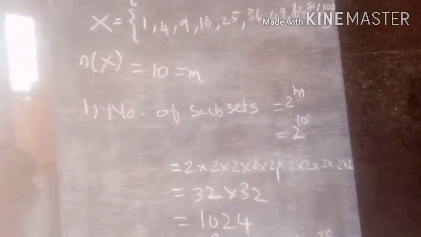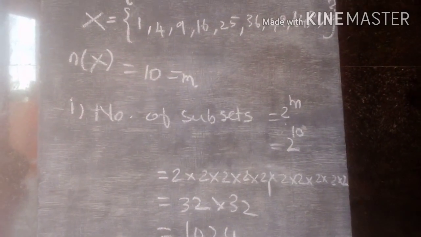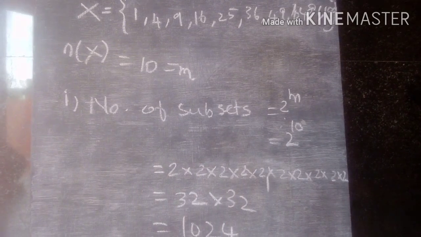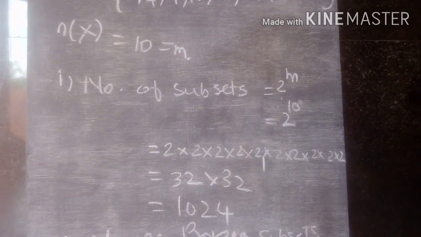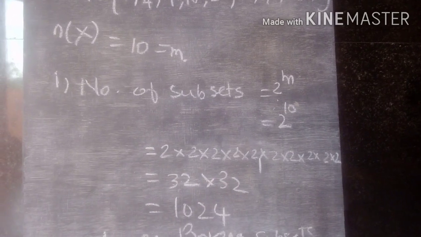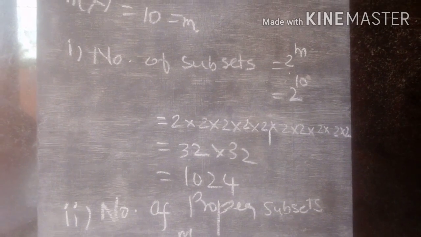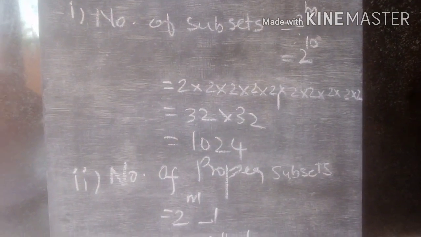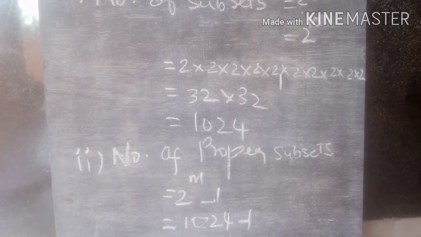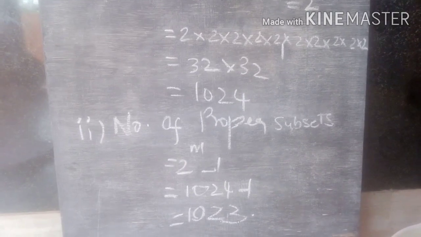தென் ஸோ இதில் 10 times இருக்குது. First 5 2s multiply பண்ணுறேன். 2 2s are 4, 4 2s are 8, 8 2s are 16, 16 2s are 32. The remaining 5 2s multiply பண்ணும்போது again we get 32. So 32 32s are 1024. The next one, number of proper subsets. What is the formula? 2 power m minus 1. So 2 power m value is 1024. So minus 1, the answer is 1023.